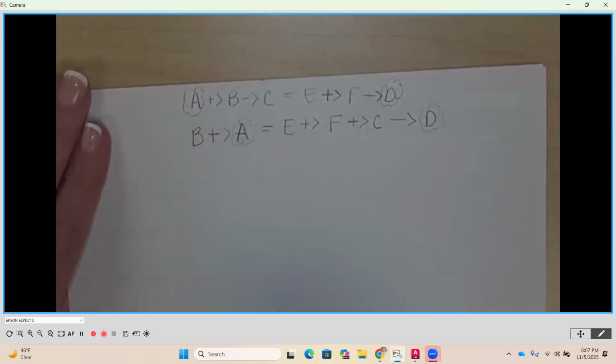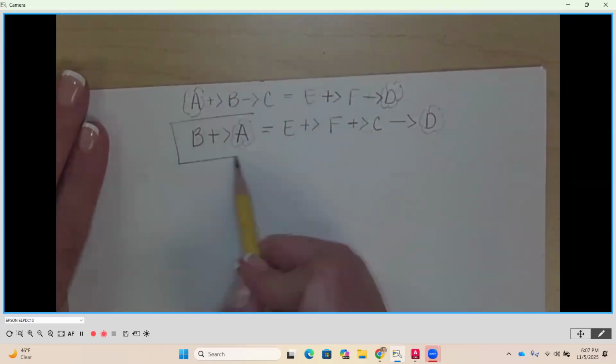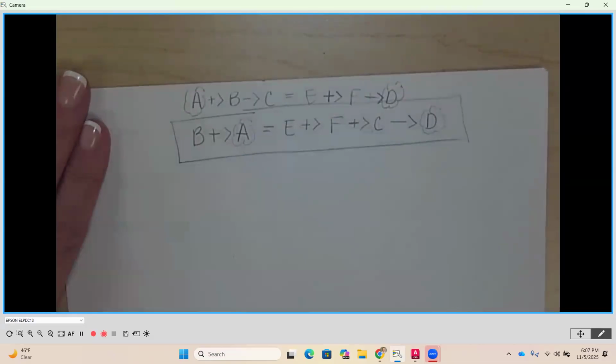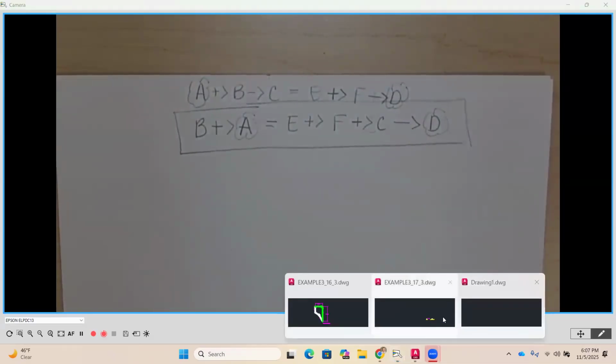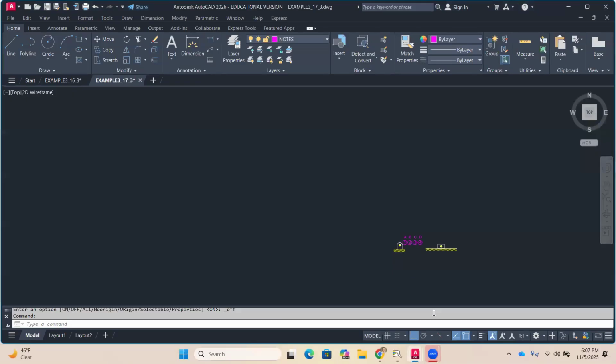And again, our unknowns have to be at the end of the string. So we will use this equation right here for the order that we're going to be adding and subtracting our vectors to solve for the magnitudes of A and D. But before we get to that, we need to draw our vectors.